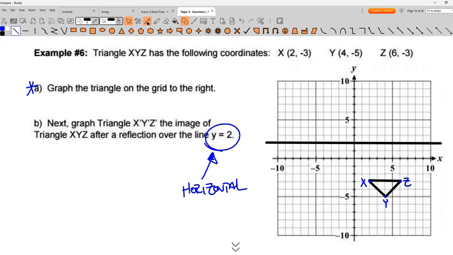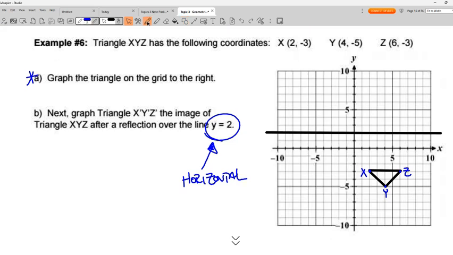Any point on that line has a y coordinate of 2. So what we're going to have to do is count and see how far each point of X, Y, Z is underneath that line. We're then going to go the same distance above y equals 2 to find the image of X, Y, Z. So let's start with point X. Point X is right here, and we're going to count up to the line y equals 2. 1, 2, 3, 4, 5 units under. So now let's go 5 units above. 1, 2, 3, 4, 5. Right here is point X prime.